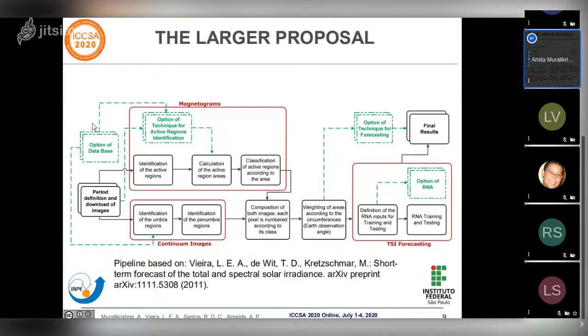I put this workflow again, so now you have the work which I used as base for all the implemented algorithms. The intention is to make the workflow available and allow, for example, the processing of a different database, so we can change this box to a different database, or use a different period of data, or use different techniques in the partial steps, like when we have to classify the identified regions, we can use a machine learning classifier maybe, or even change the technique used to predict the TSI in this case.